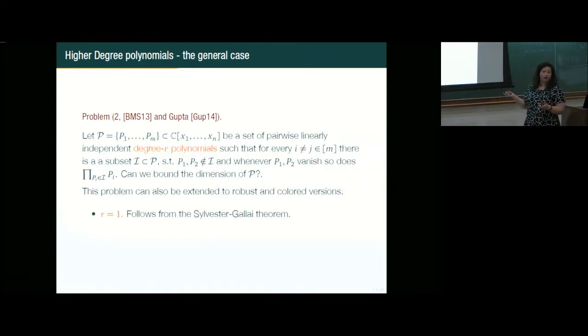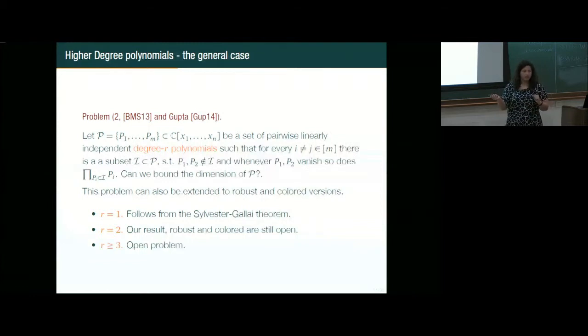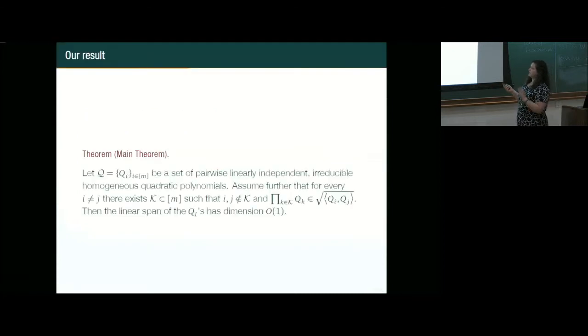As I said before, R equals 1 follows from Sylvester-Gallai and the fact that the ideal generated by linear forms is prime. R equals 2 is our result. The robust n-colored case is still open. And R greater than 3 is also open. So let me state our result.